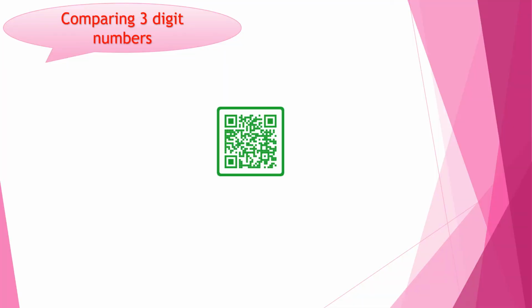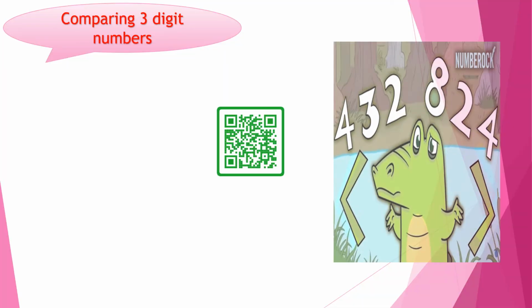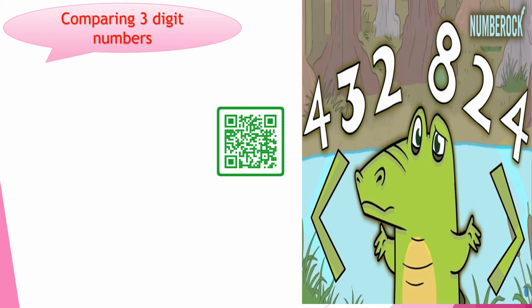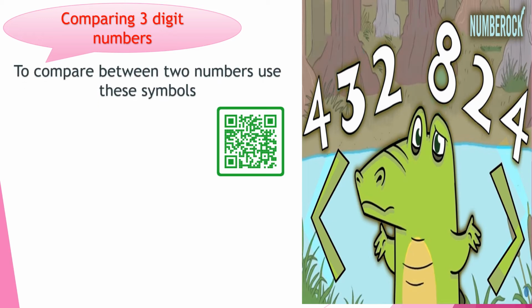Now, comparing three-digit numbers. The crocodile always eats the greatest number. Then, which is the greatest, 432 or 824? Let's learn how to compare between two numbers. To compare between two numbers, use these symbols: greater than, less than, and equal to.